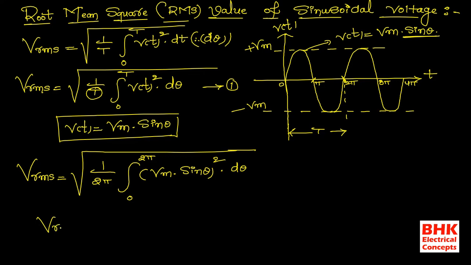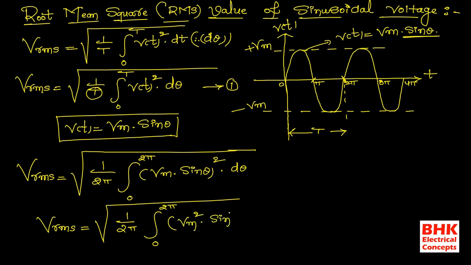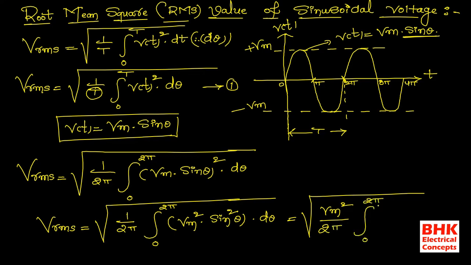Now again, simplify the expression. So 1 divided by 2 pi integral 0 to 2 pi, and Vm sine theta square we can write as Vm square sine square theta into d theta. Again simplify here: square root of Vm square divided by 2 pi integral 0 to 2 pi, the remaining term, that is sine square theta into d theta. Again simplify this expression to get the RMS value of a sinusoidal voltage.